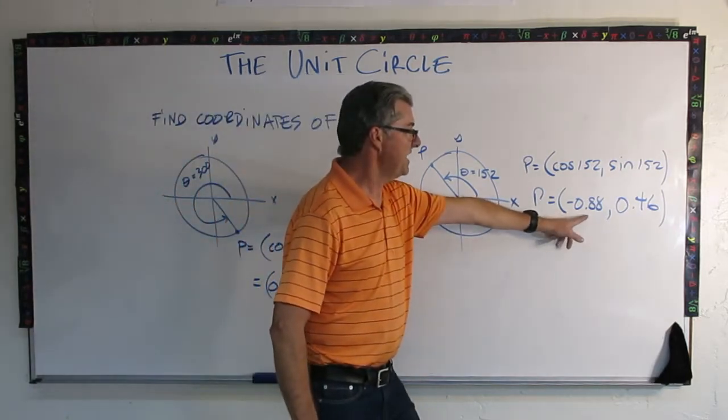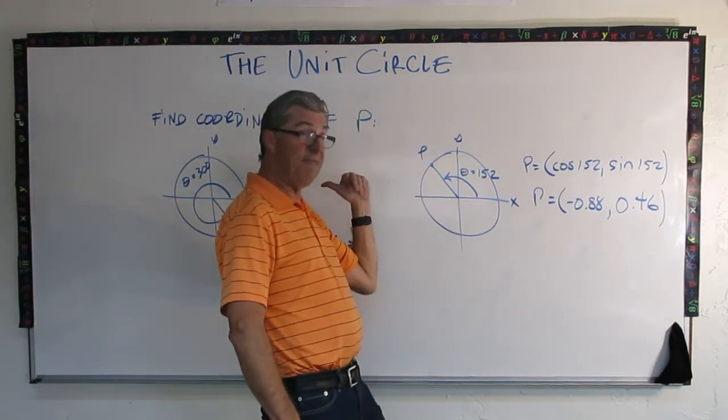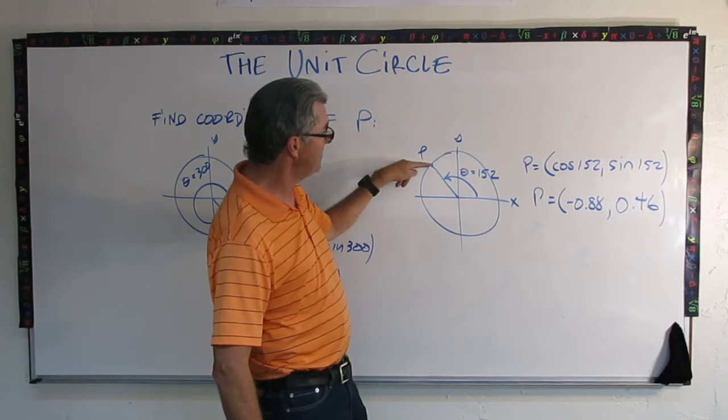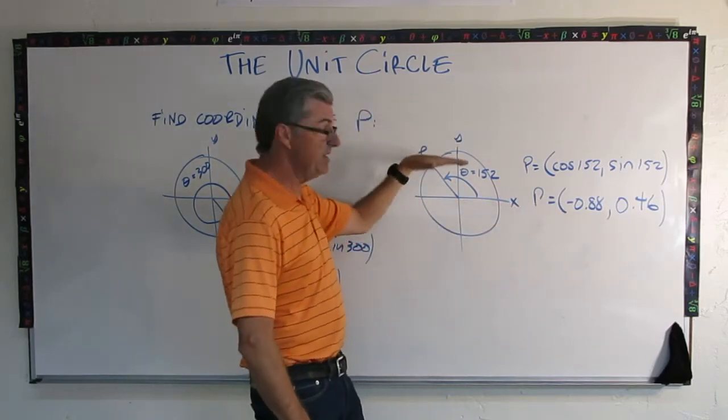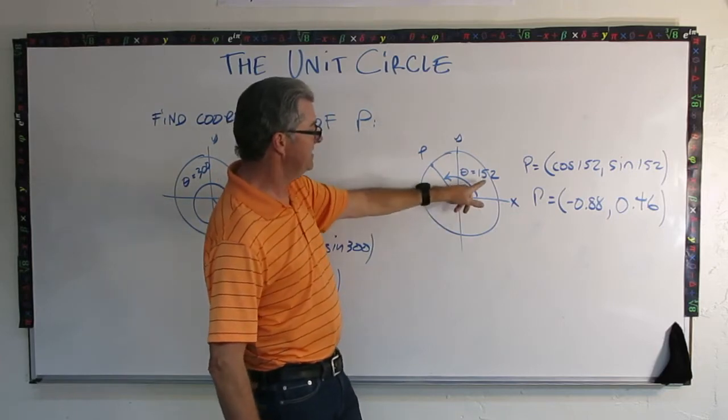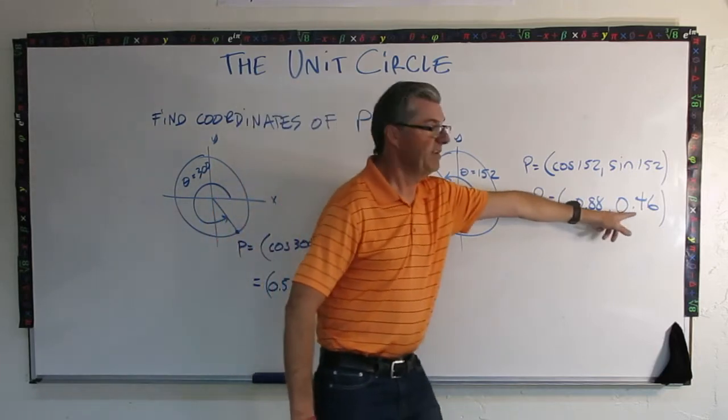This one works the same way. The x-coordinate is negative, so it means we need to be to the left of the y-axis. Indeed, we are at point P, and the y-coordinate is positive. We need to be above the x-axis, and indeed, we are here with 0.46.